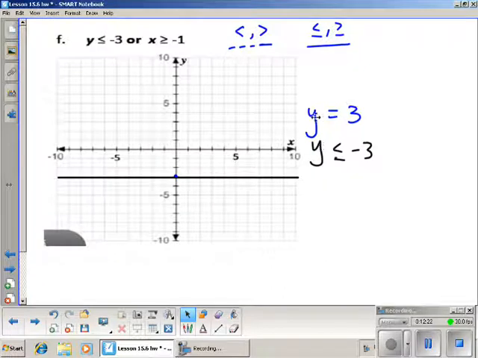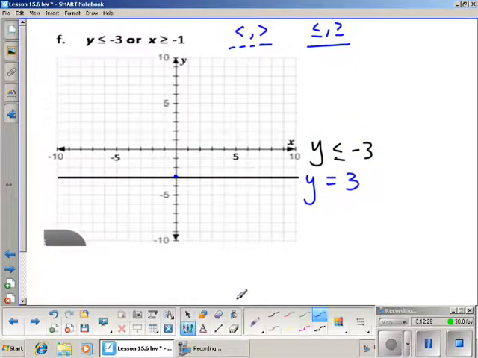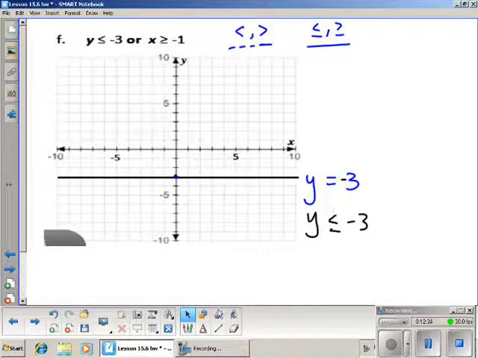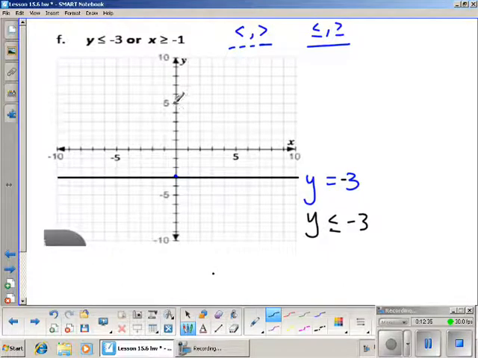So if you didn't pick up that we had to shade below, pick a test point. Just pick a y value, like 5. Well, 5 is right here. Is that going to be bigger than -3 or less than -3? Well, that's definitely not going to be true. That means the shading is not going to be above, it's going to be below. So we'll indicate that by this.